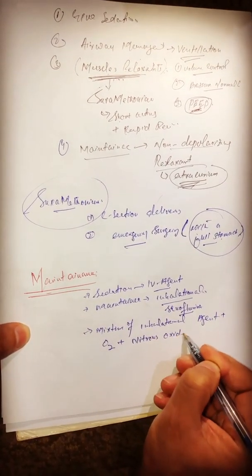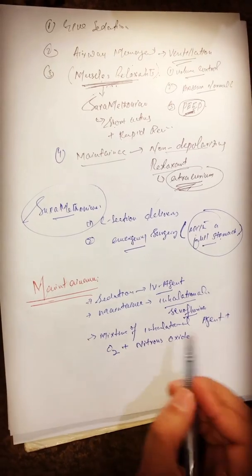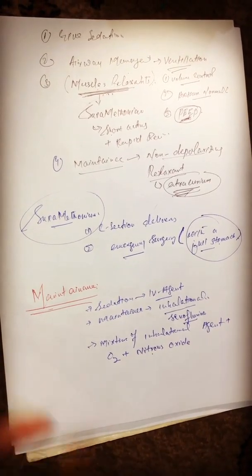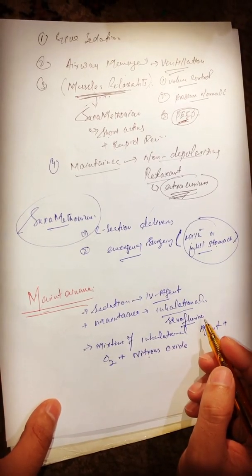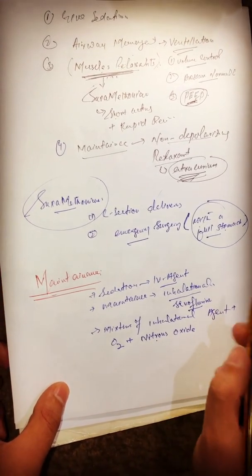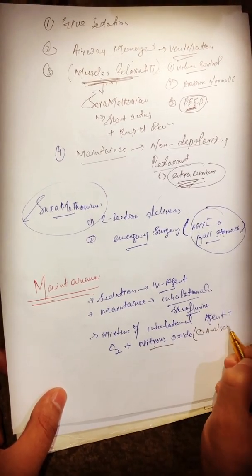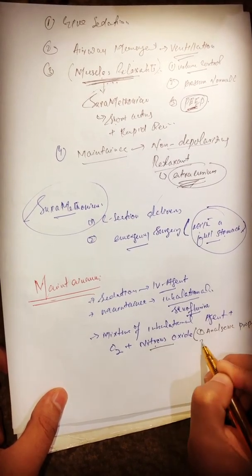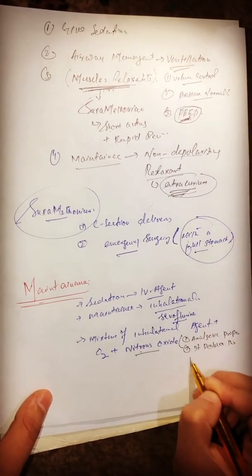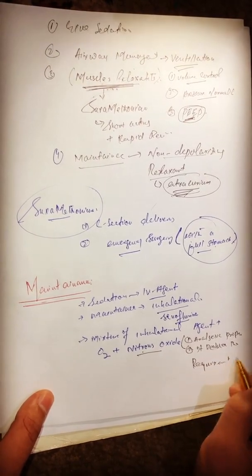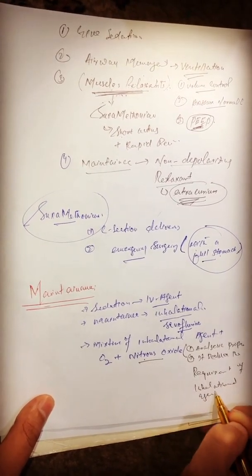This is an MCQ: why do we use nitrous oxide as a maintenance agent? Always remember two points. First, it has good analgesic properties. Second, it reduces the requirement of the inhalational agent, like sevoflurane.